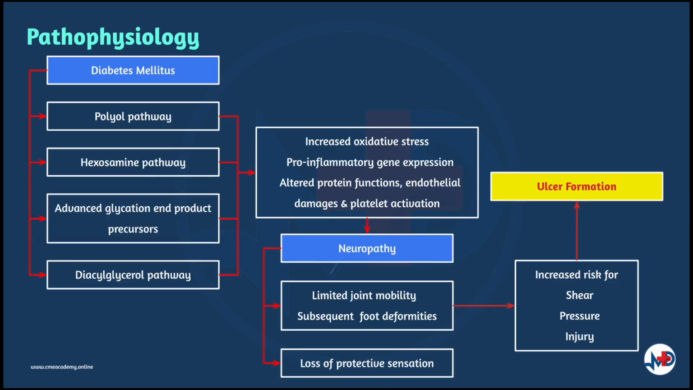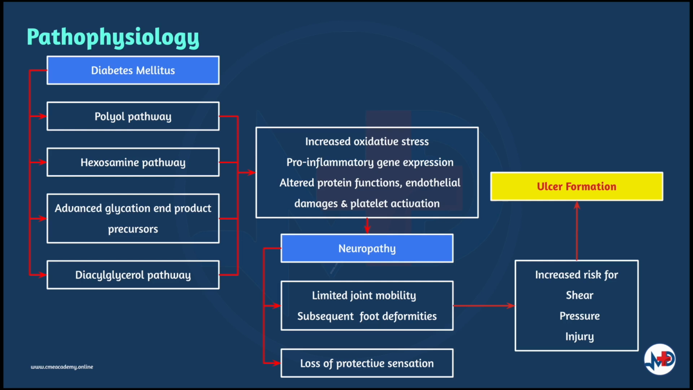Diabetes mellitus is the main cause of neuropathic ulcer, and that's why we will be discussing the pathophysiology of the ulcer caused by diabetes in this slide. Diabetes mellitus causes activation of a few pathways, namely the polyol pathway, hexosamine pathway, advanced glycation end product precursors, and diacylglycerol pathway. The polyol pathway may cause increased sorbitol and increased fructose formation. The hexosamine pathway causes increased glucosamine. Advanced glycation end product precursors are glyoxal and methylglyoxal.